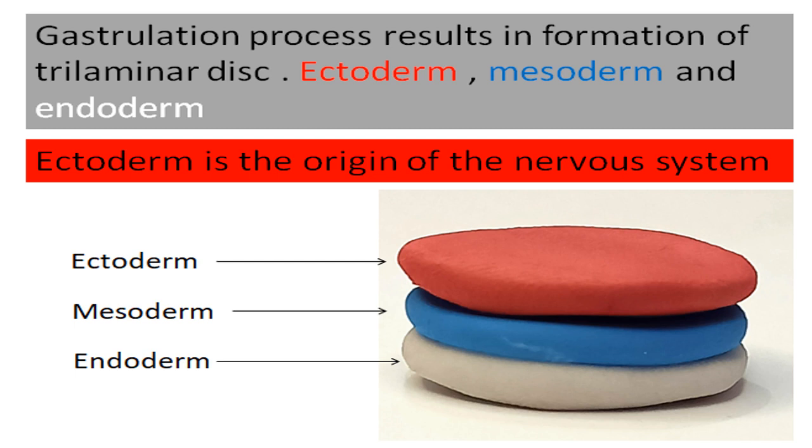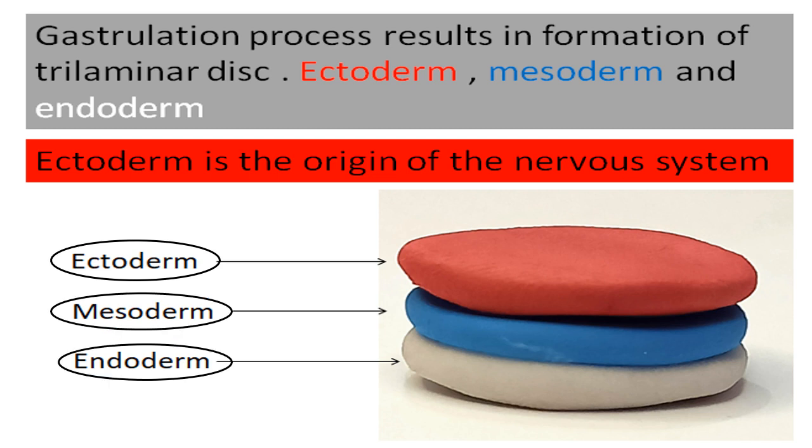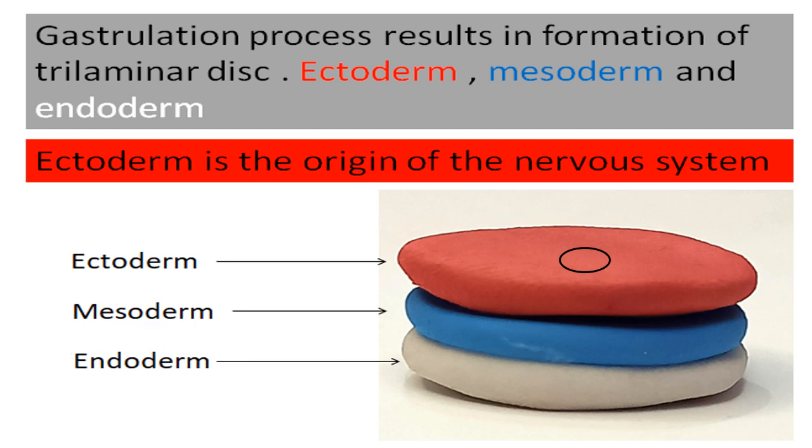In embryology, we knew a process called gastrulation, in which the bilaminar disc is converted into trilaminar disc with three layers: ectoderm, mesoderm, and endoderm. The upper layer, which is the ectoderm, will become the origin of all parts of the nervous system.